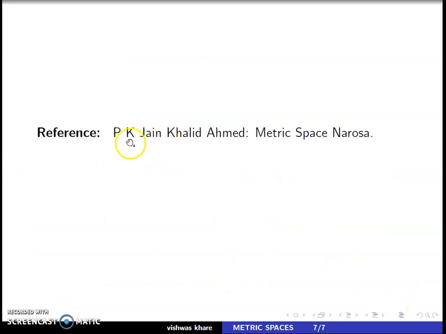These are the references. P.K. Jain, Khalid Ahmed, Metric Spaces, published by Narosa Publishing House.